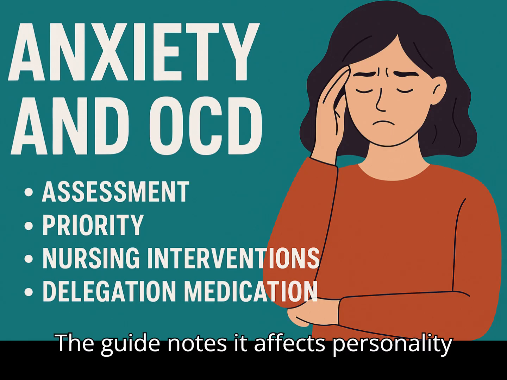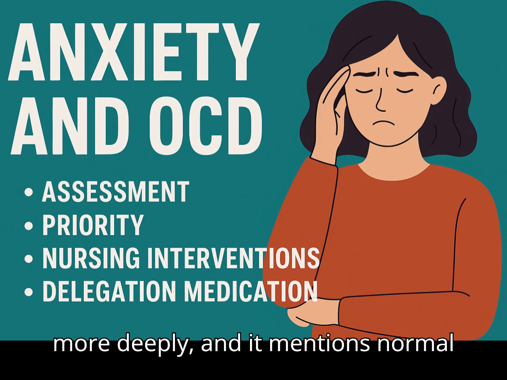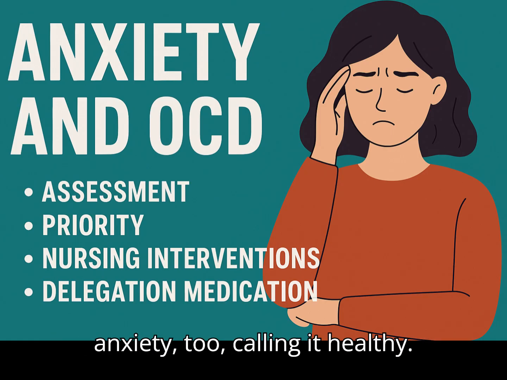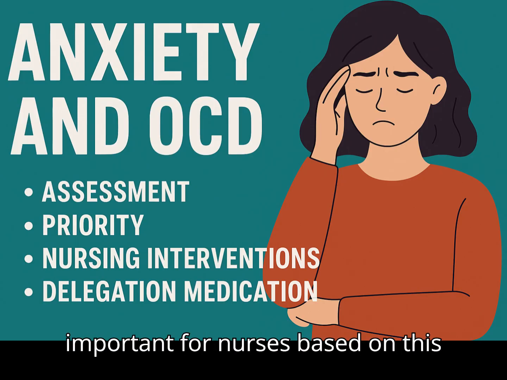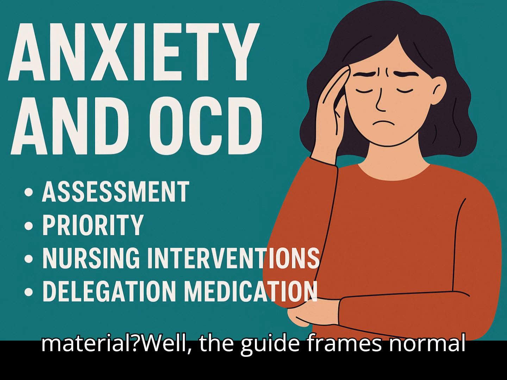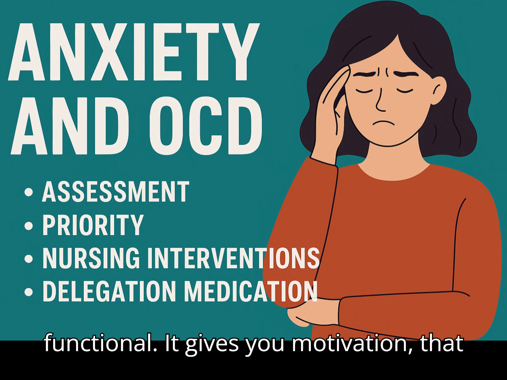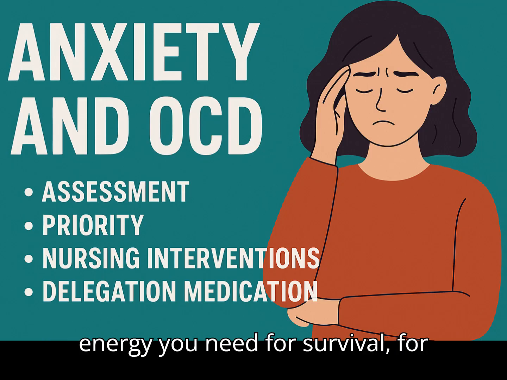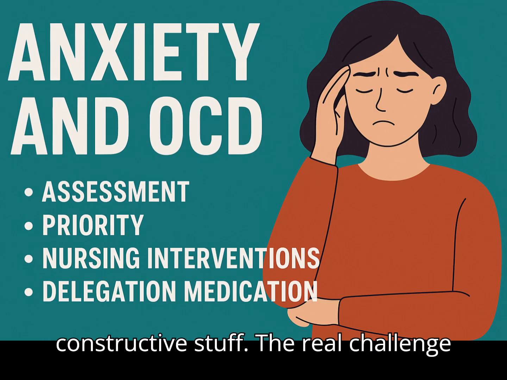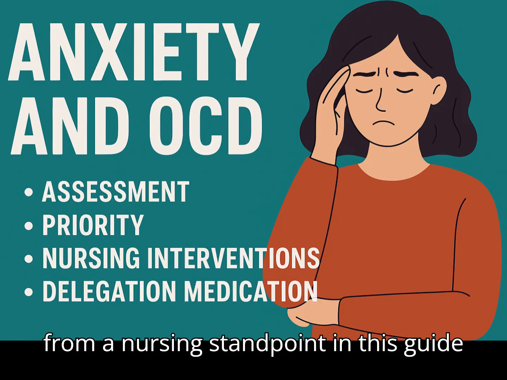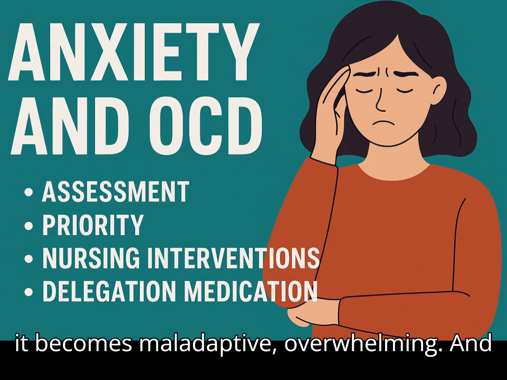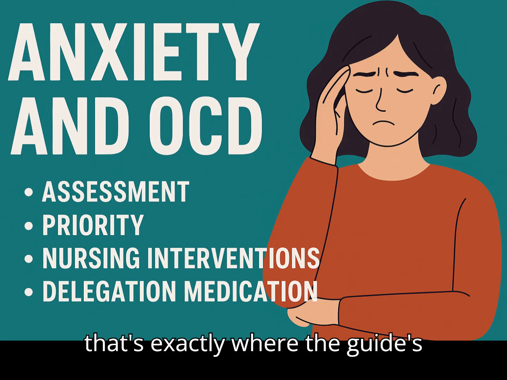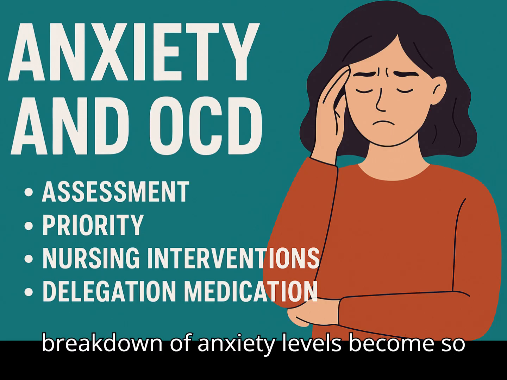The guide notes it affects personality more deeply. And it mentions normal anxiety, too, calling it healthy, adaptive. Why is that distinction important for nurses based on this material? Well, the guide frames normal anxiety as universal. It's functional. It gives you motivation, that energy you need for survival, for constructive stuff. The real challenge from a nursing standpoint in this guide is seeing when it crosses that line, when it becomes maladaptive, overwhelming.